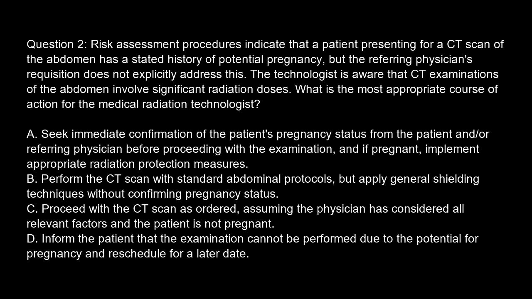Option B. Perform the CT scan with standard abdominal protocols, but apply general shielding techniques without confirming pregnancy status. Option C. Proceed with the CT scan as ordered, assuming the physician has considered all relevant factors and the patient is not pregnant. Option D. Inform the patient that the examination cannot be performed due to the potential for pregnancy and reschedule for a later date.